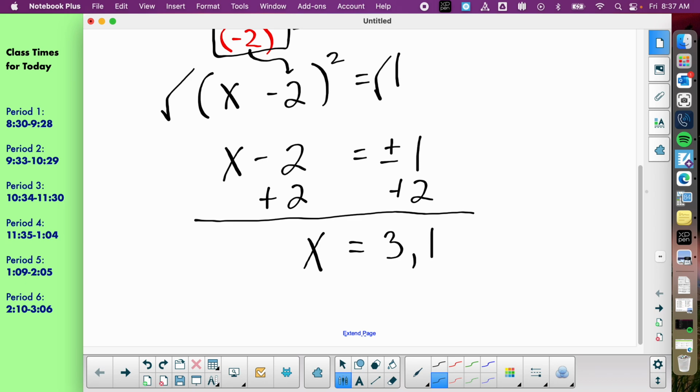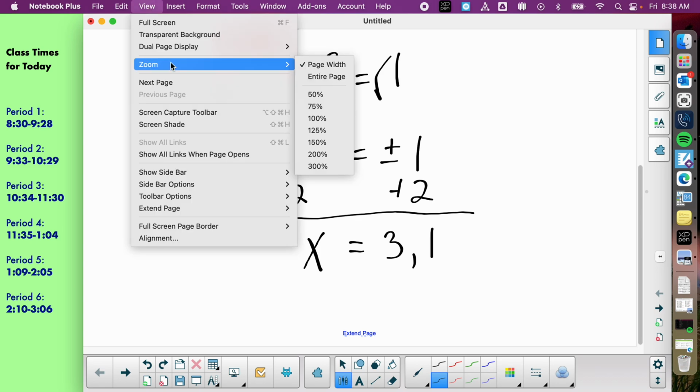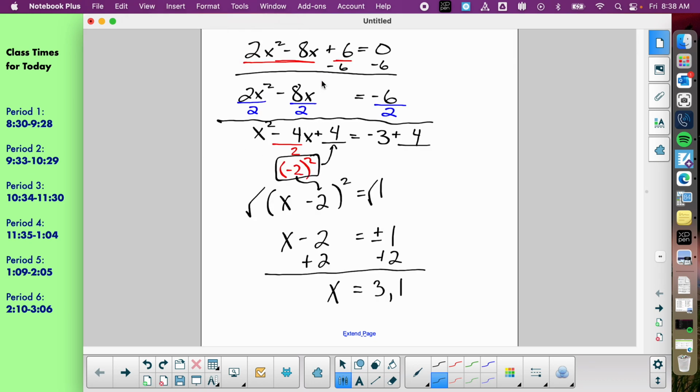Now, if we would have done the normal method that I showed you towards the beginning of the week, this still would have worked. Same answer. If we would have factored the 2 out, it would have gone through a different part of the process where we would have had to divide by 2 at some point, and we still would have had 3 and 1 at the end.